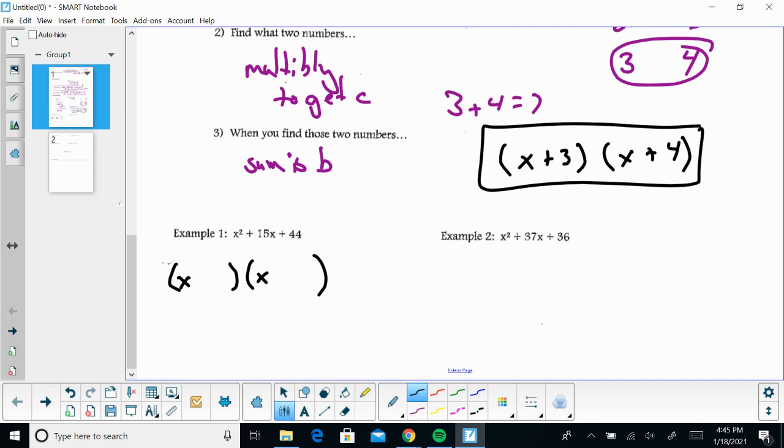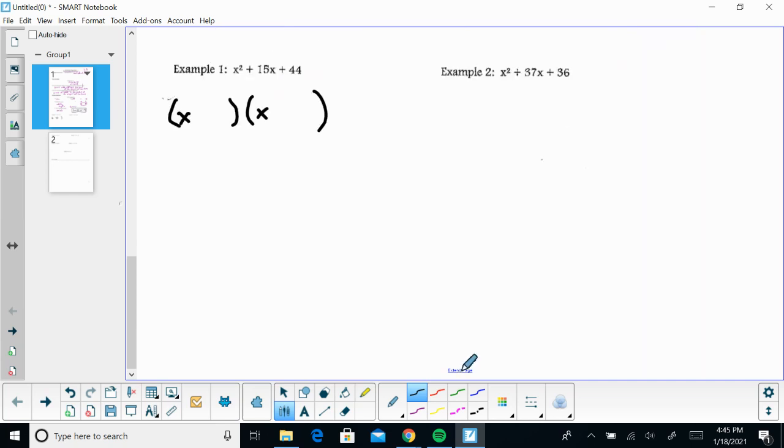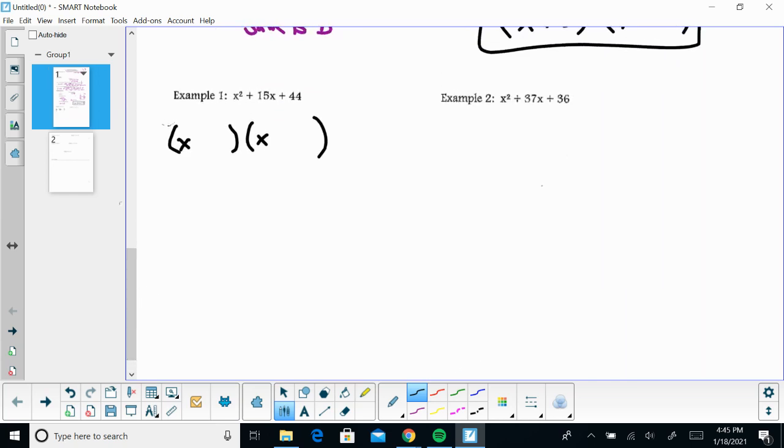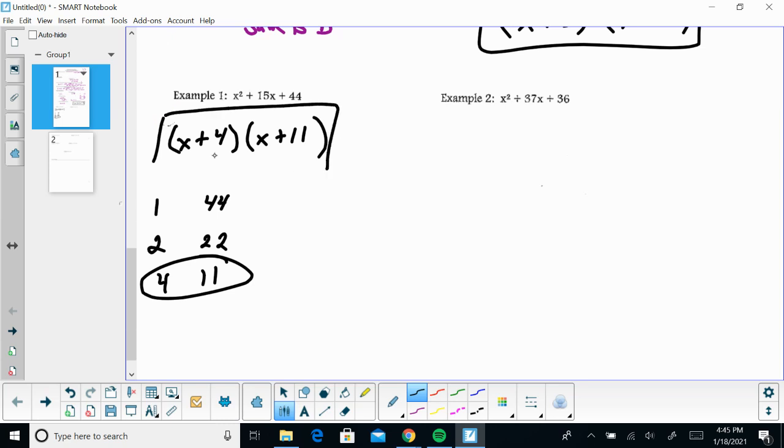Okay, and if you have trouble thinking about these just from memory, if you're not super up on your multiplication facts, you can write out a list like we did in the first one. So some numbers that multiply to get me 44 would be 1 and 44, 2 and 22, 4 and 11. Those are all the ones I can think of. And do any of these add to get me 15? Yeah, 4 and 11. So I can do plus 4 and plus 11. And this would be my factored version.